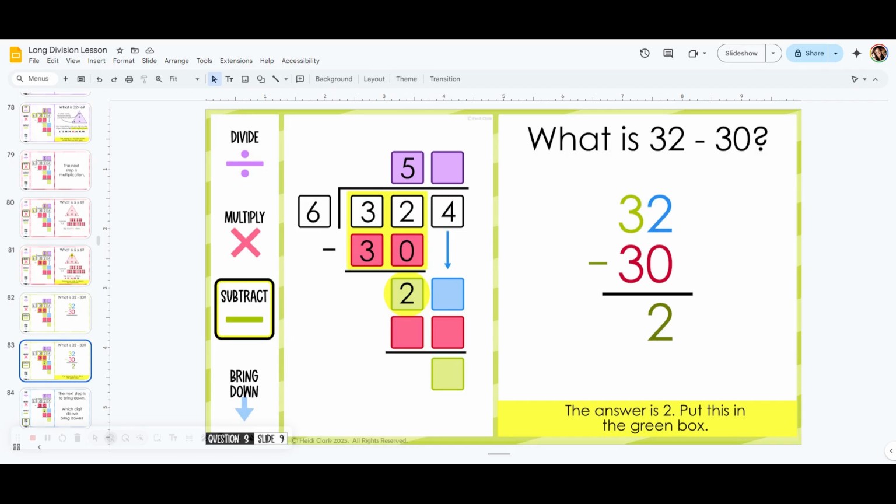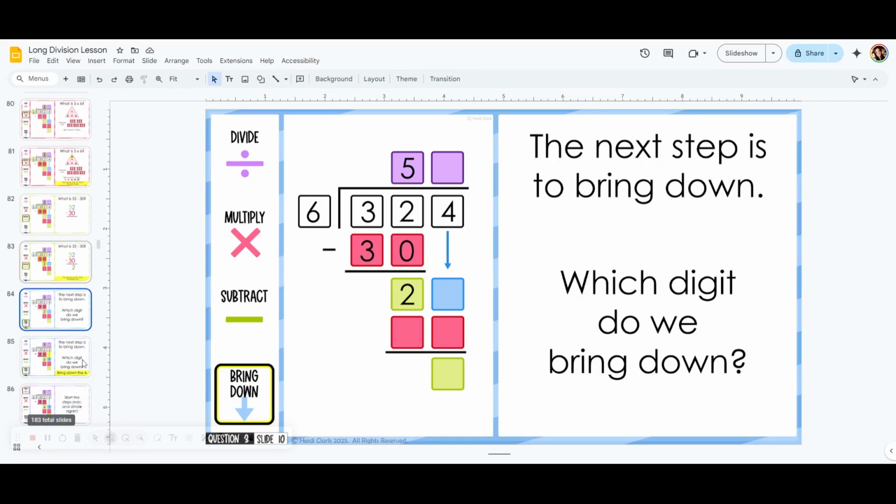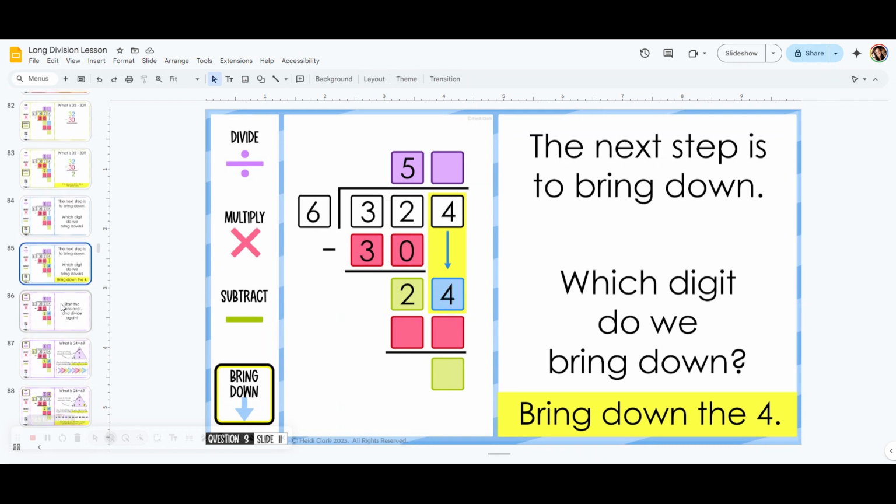So before we go on to our next digit, we're just keeping this 2 because it was left over. So then when you bring down the next digit, you have the 2 left over, and you keep that with you. The next step is to bring down. Which digit are we bringing down? You're going to bring down the 4. And now we have a 24 down here for our next step.